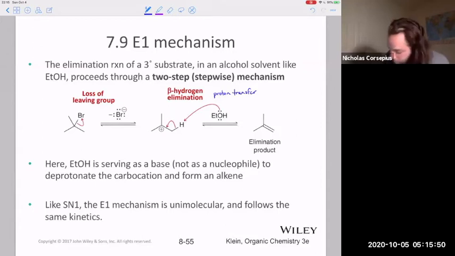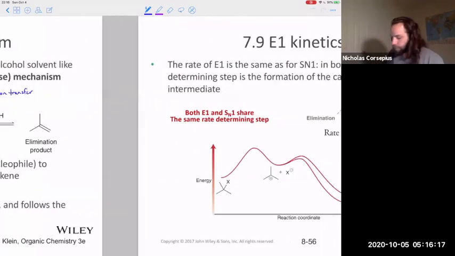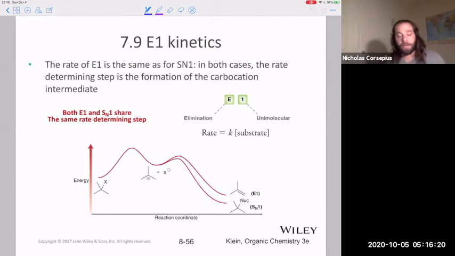But notice that this is the same first step as SN1, right? The difference is what happens to that carbocation intermediate. Now the ethanol is acting as a base because it's accepting a hydrogen as opposed to attacking that electrophile. Okay, but interestingly, these will follow the same kinetics because that rate limiting step is the same, right? Whether we're talking about the E1 or the SN1, the same first step is the formation of that carbocation intermediate.